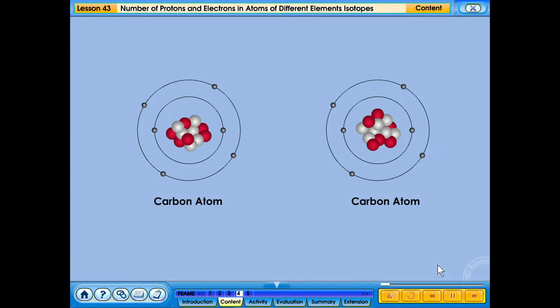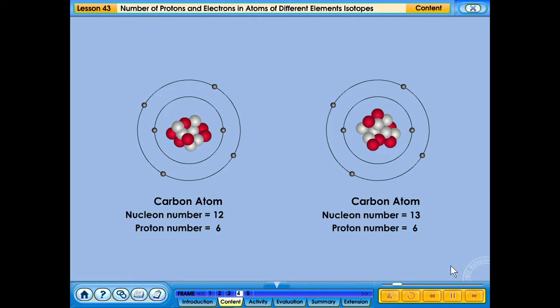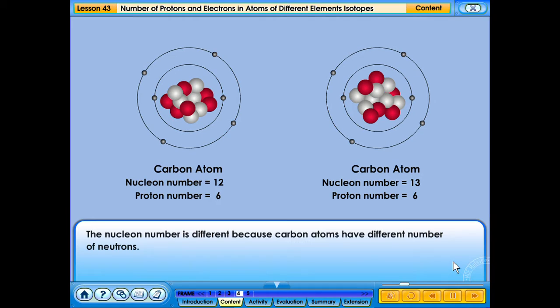The picture shows two carbon atoms with nucleon number 12 and 13. The proton number of carbon is 6. Can you explain why the nucleon number is different? The nucleon number is different because the carbon atoms have different numbers of neutrons. Scientists call the two carbon atoms isotopes. Can you deduce the number of neutrons for the two carbon atoms?